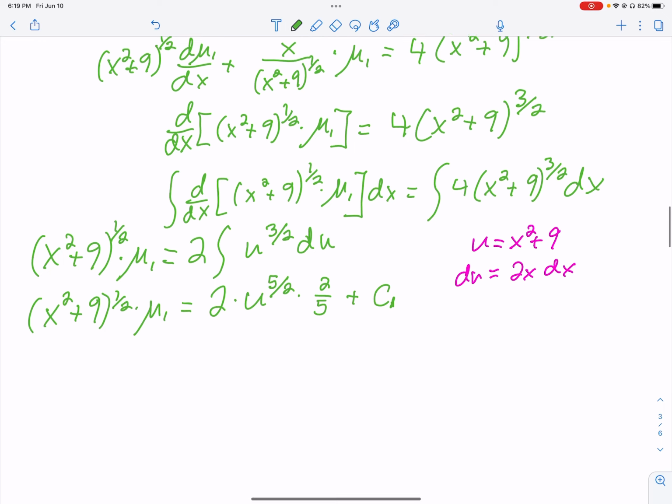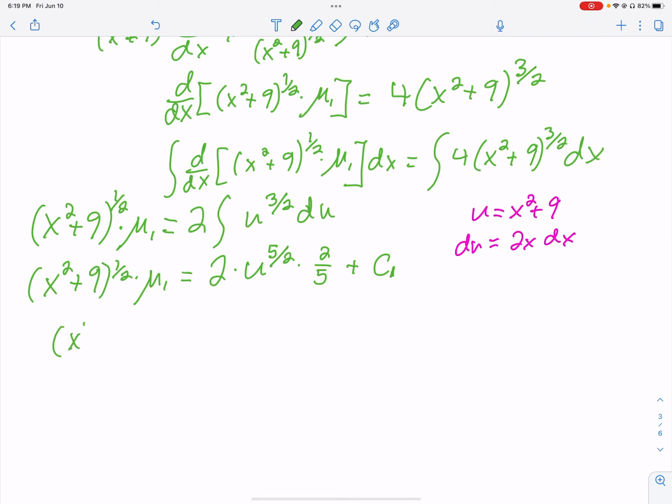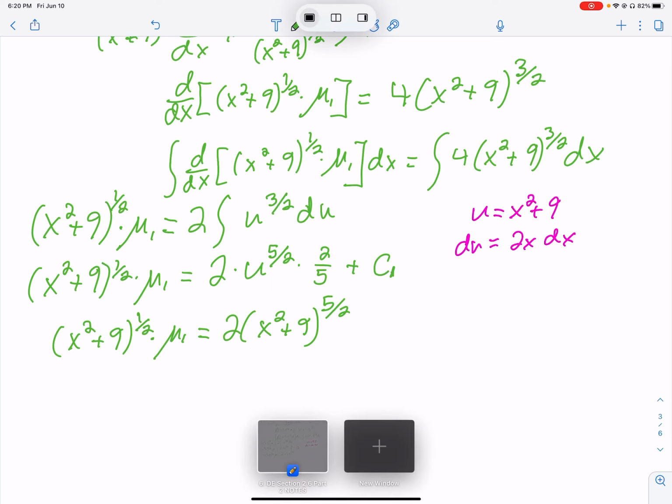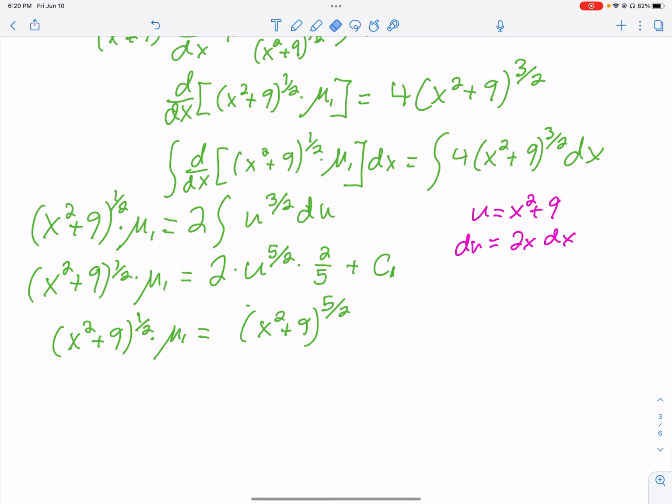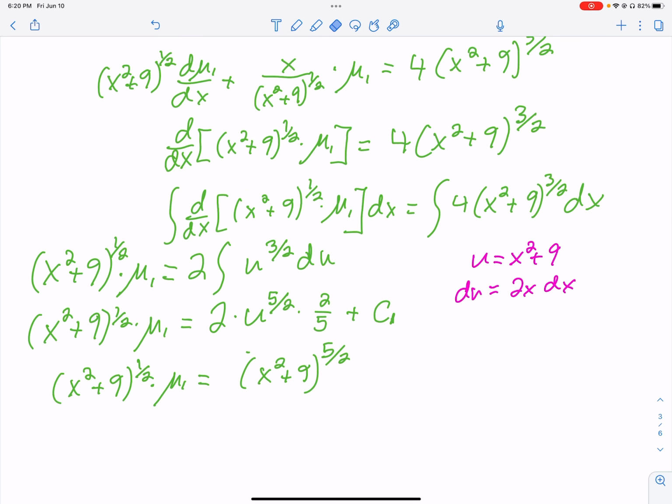I'm going to call it a c1 just in case I have to change it. Then I have x squared plus 9 to the 1/2 times mu1. And then I replace my u. So u was x squared plus 9 to the 5/2. Oh, and we should multiply that front number by that 2/5. Oops. So that's 4/5 plus c1.